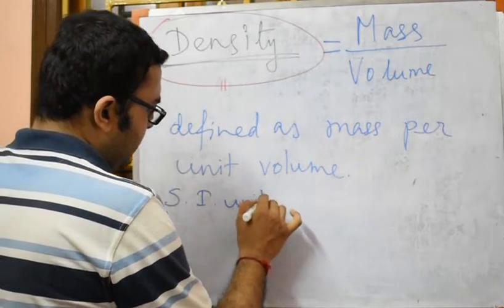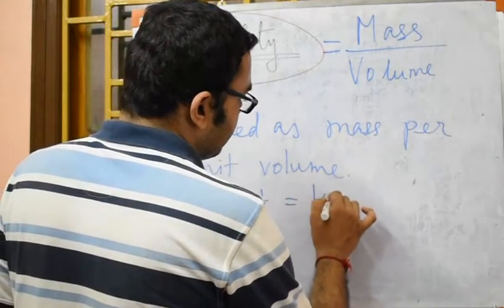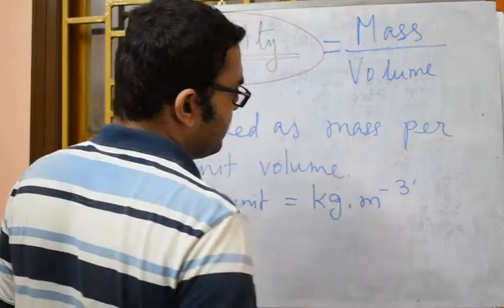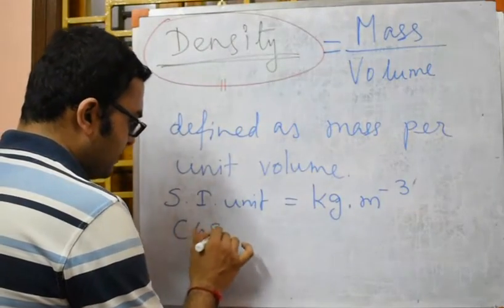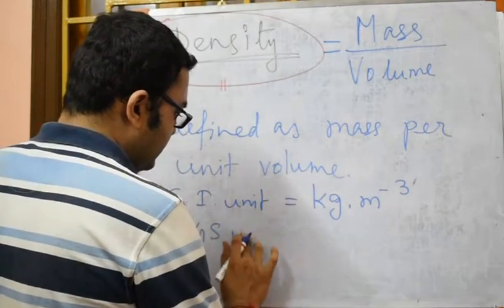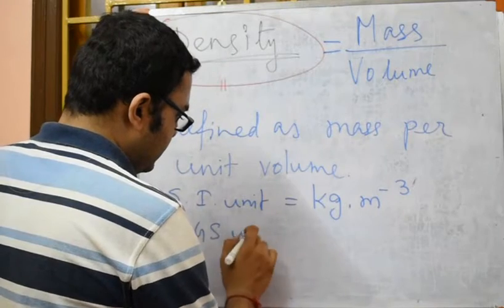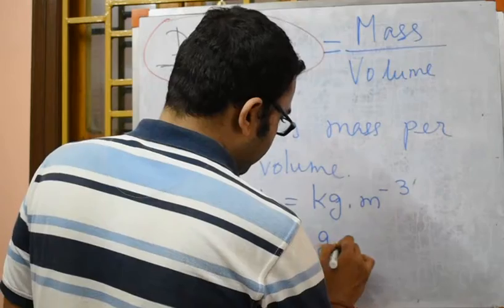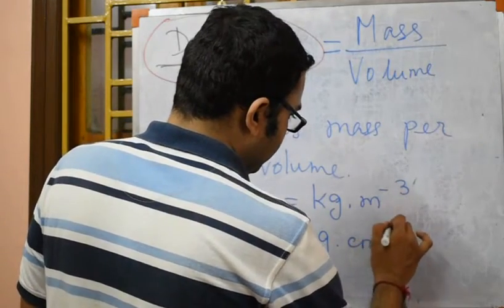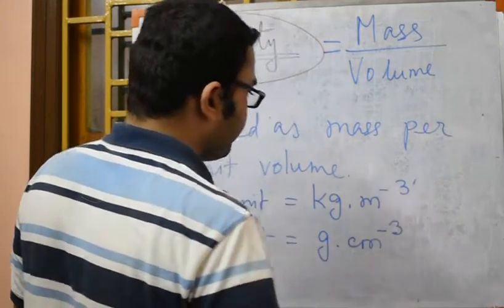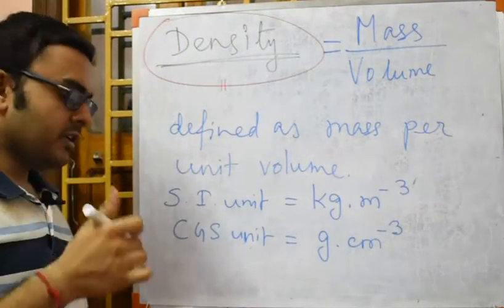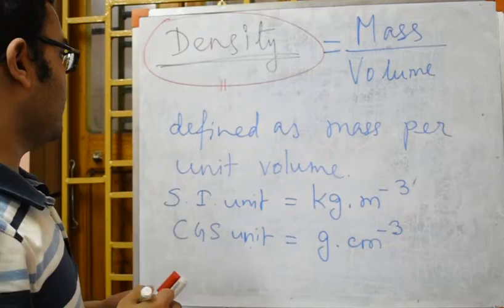Okay, the SI unit is kg per meter cube, and the CGS unit is given by gram per centimeter cube. Okay, so these are the units of density. I think it is clear to you all.